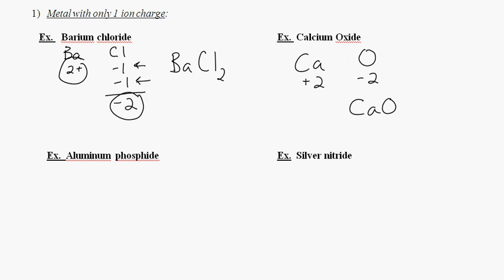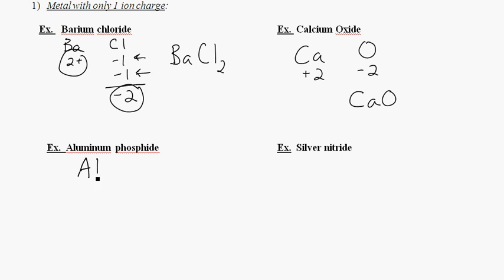Aluminum phosphide. Find aluminum on your table, you'll see that it's got a +3 charge. Phosphide would have a -3 charge. Again, it's a 1-to-1 ratio. So AlP. And try the last one by yourself, the silver nitride.